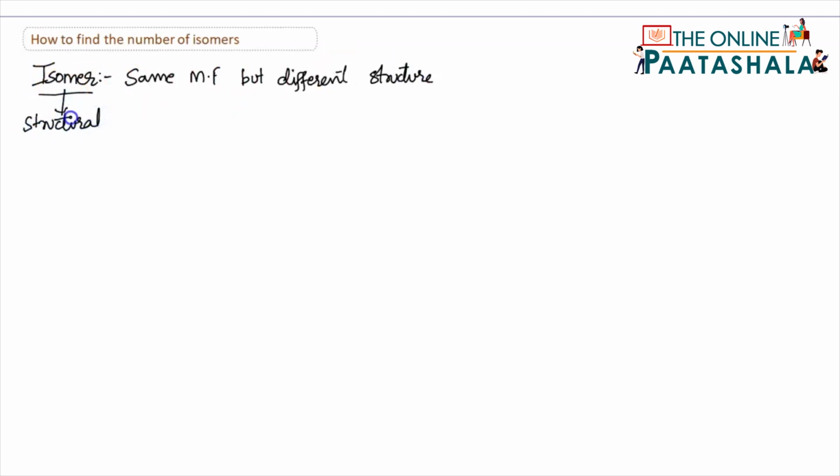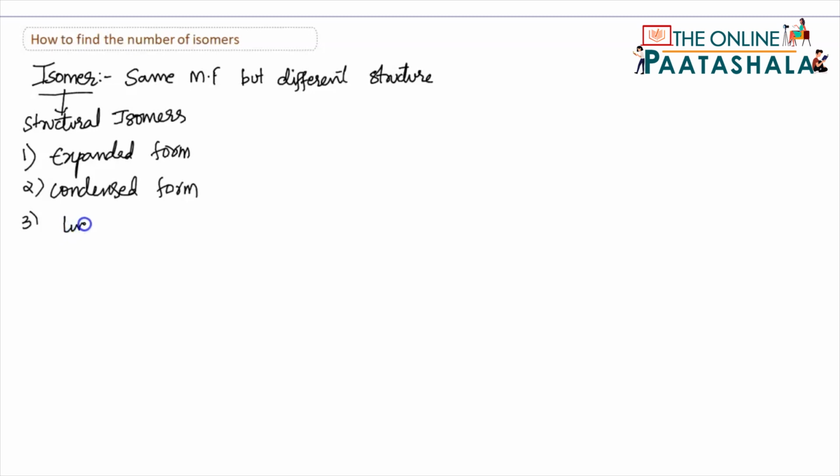Before going deep into finding the number of isomers, the structures are written in three different forms. That is the expanded form, the condensed form, and the bond line form. With the help of these three, the structures of an isomer are determined.